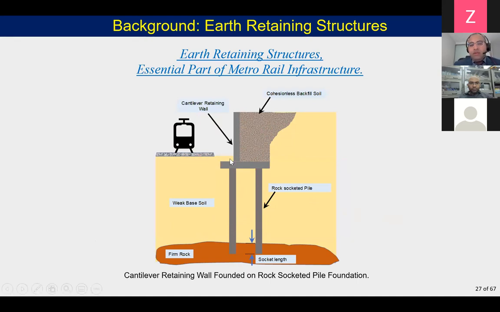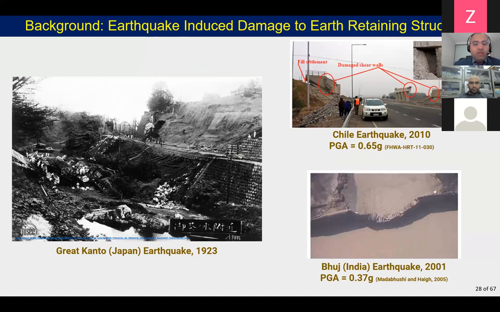So it emphasizes the importance of such a structure and its satisfactory performance during an earthquake. Now, some unfortunate incidents happened. This was in the Great Kanto earthquake in Japan, I think in 2023 maybe. You can see the deformation and damage of the retaining wall and its complete collapse because of the excessive pore pressure generated during the earthquake, and then the sliding and rotation of the wall completely destroyed it. So this was the Japan Kanto earthquake.